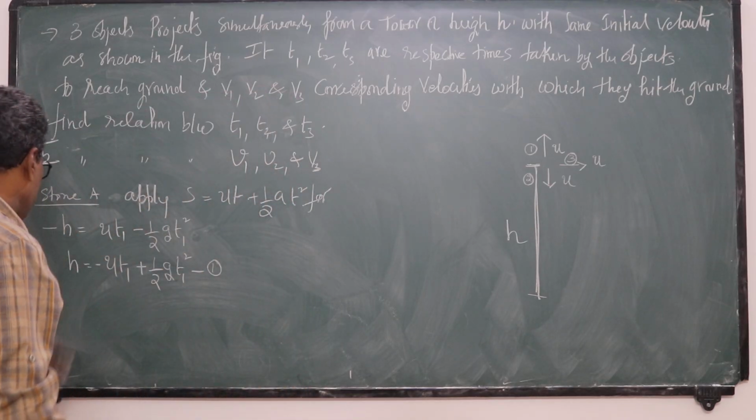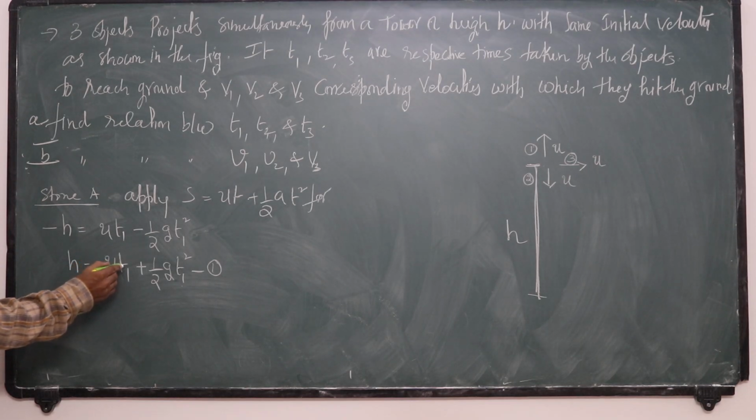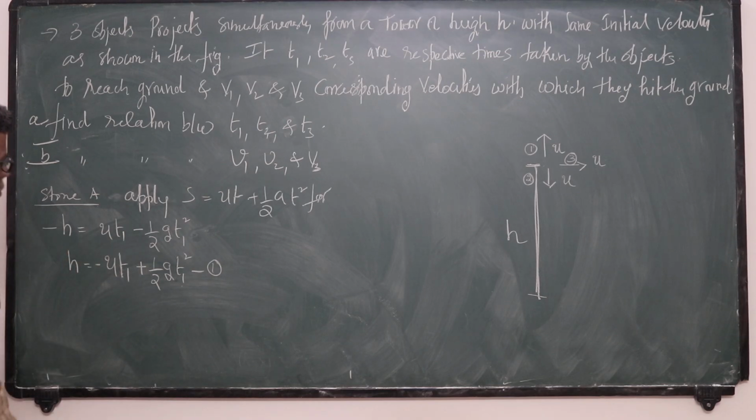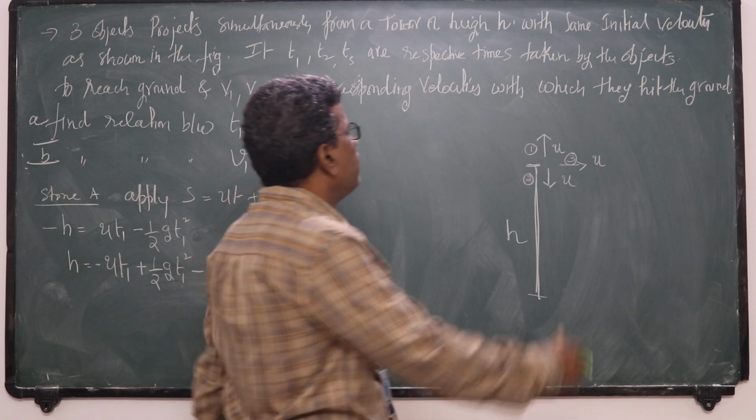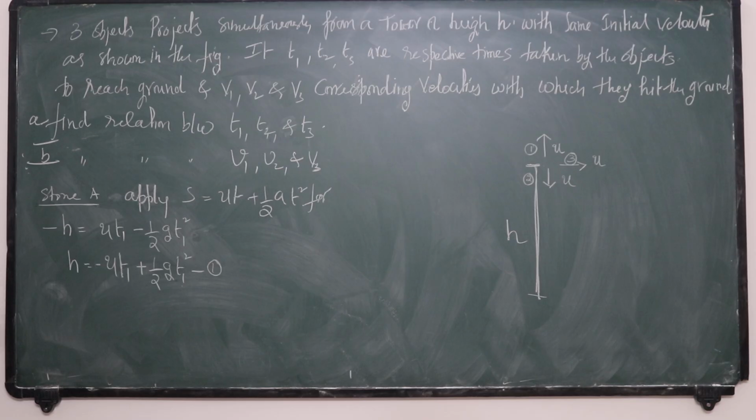Next, this is a quadratic expression in t. So you have to find the roots of this equation if you want t. For the second stone, we want velocities. Velocities I will also write. With what velocity will it hit the ground? For stone A, stone 1, I take it as 1, the first object.